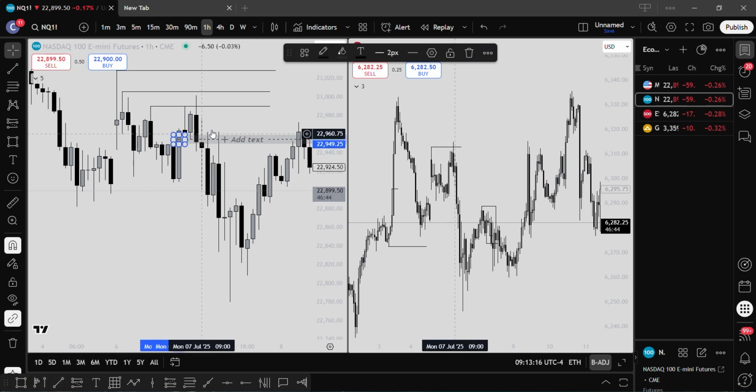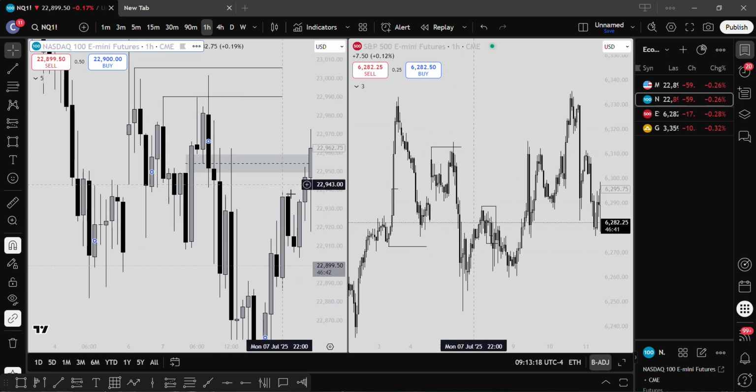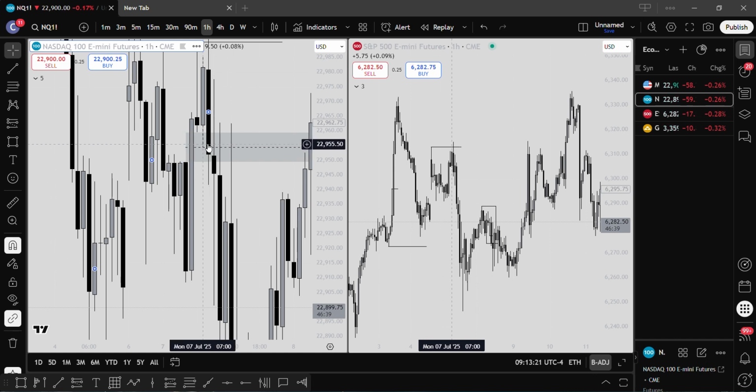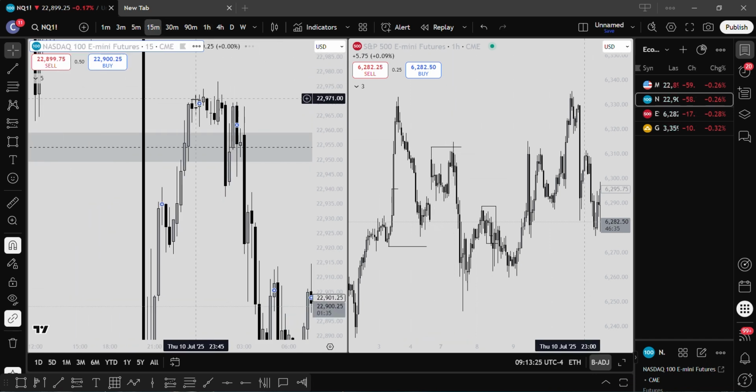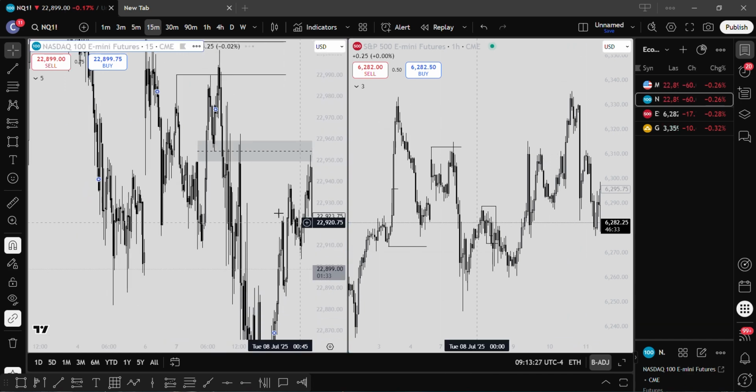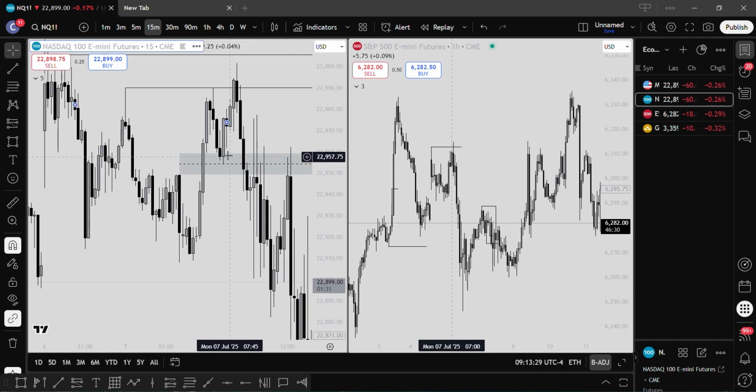Fair value gap again. I didn't talk about those 50% yet, but that was the entry based off going to the 15-minute. Aligned with the fair value gap, that's an internal liquidity I want to take. Sweeping the previous candle, that's turtle soup.